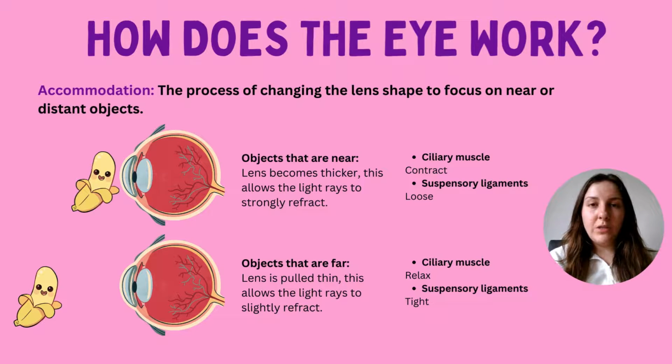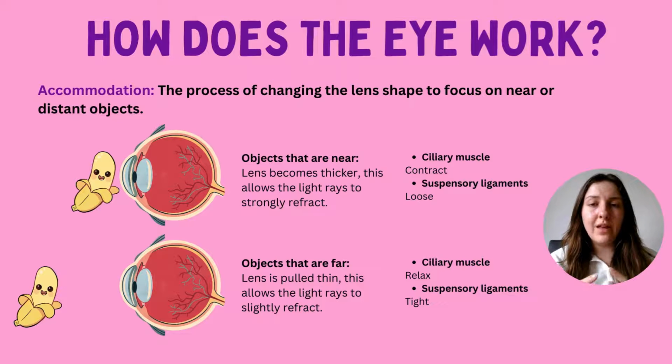In the first case, the object is really close to the eye. Let's see what happens. So the lens actually becomes much thicker, and this is to allow the light rays to refract much more strongly. Remember, refraction is just the bending of light. And what happens in this situation, the ciliary muscles will actually contract and the suspensory ligaments will loosen.